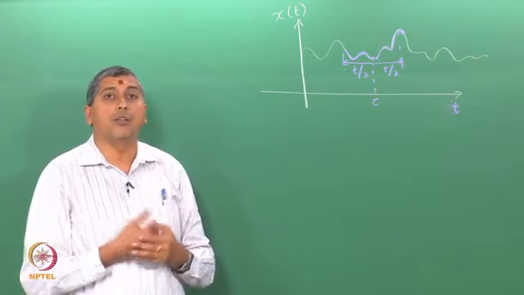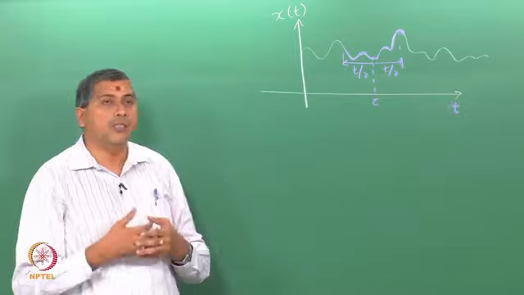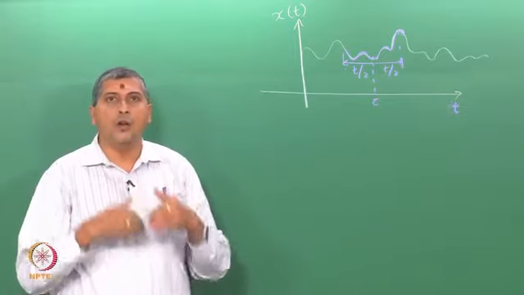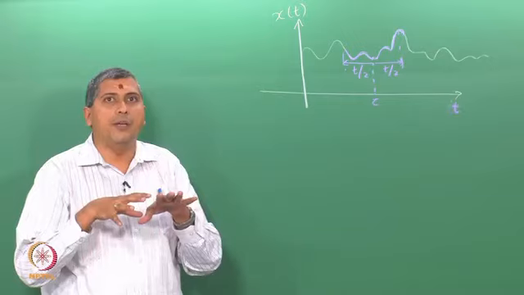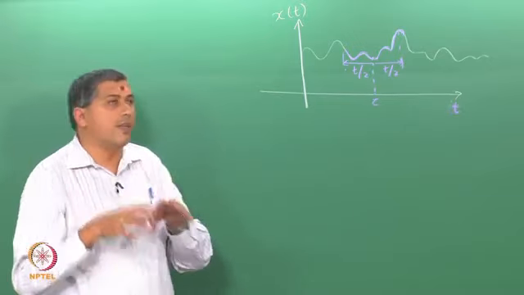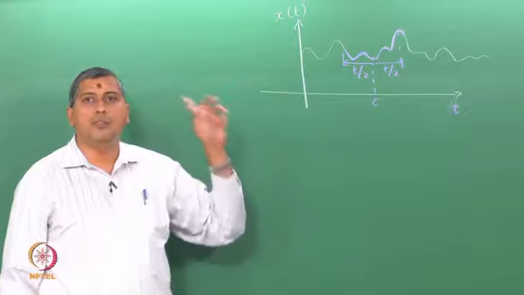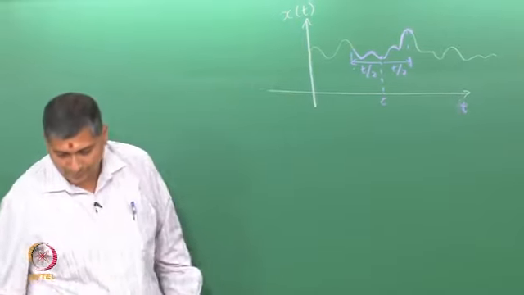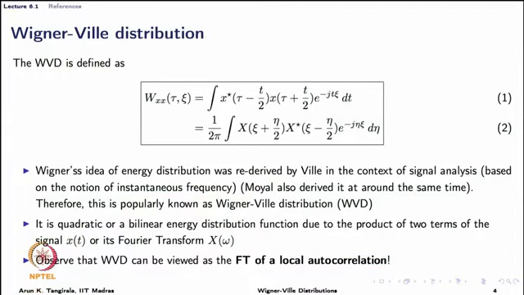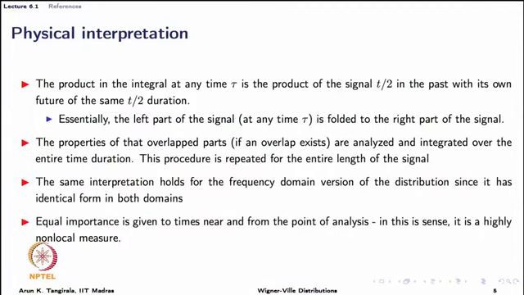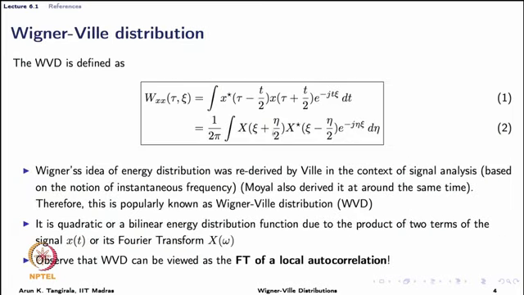Later on we will study what is known as a pseudo Wigner-Ville distribution, which applies a window on top of the Wigner-Ville distribution, so that the window function will give more importance to the segments closer to tau and less importance to the segments far away from tau. Okay. So, that is the physical interpretation that we have, and the same interpretations can be applied in the frequency domain as well. If you look at the equation 2, the arguments are more or less the same.